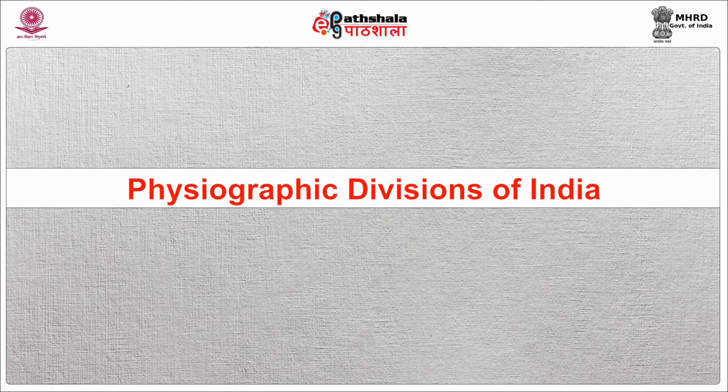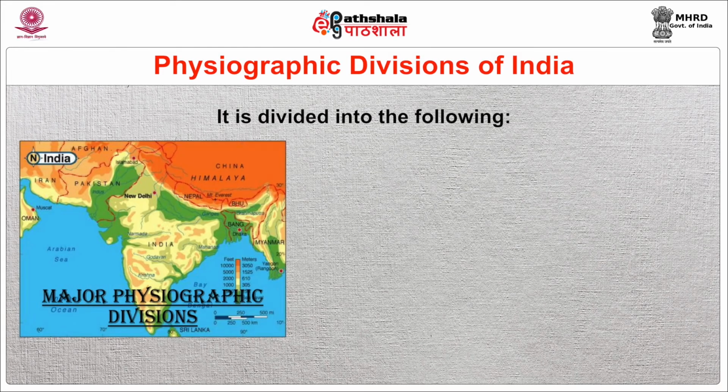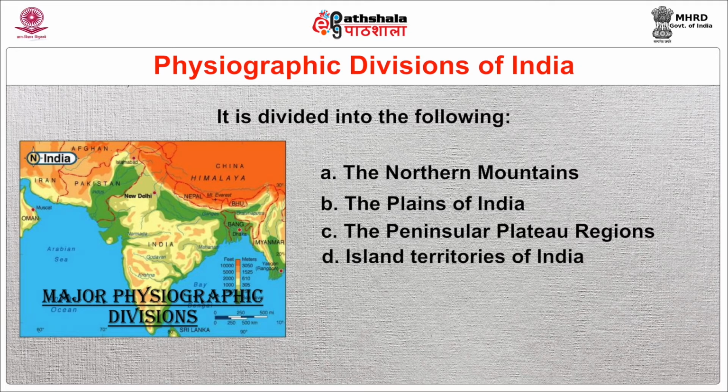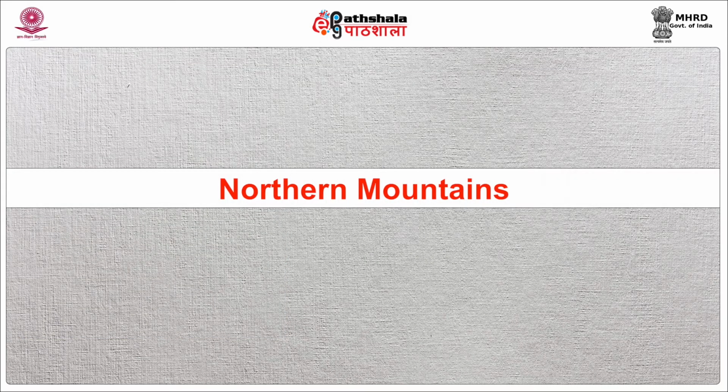Further, we will understand the physiographic divisions of India. It is divided into 4 areas, viz. the northern mountains, the plains of India, the peninsular plateau regions, and the island territories of India. Let us describe them one by one. The first one is the northern mountains.